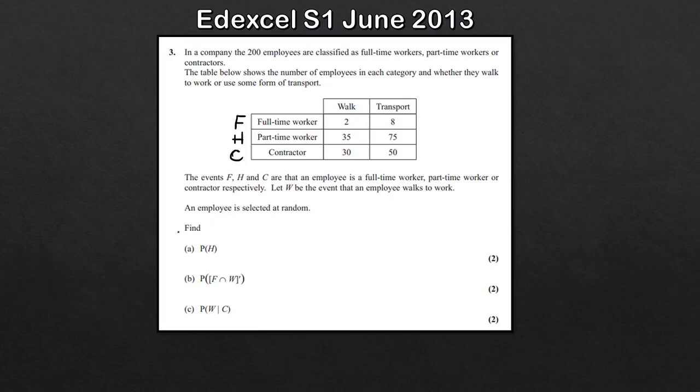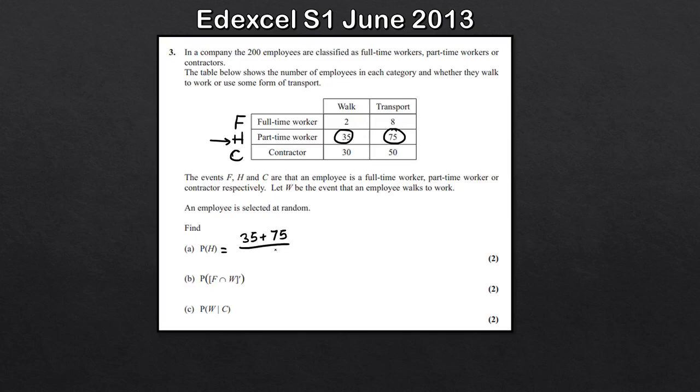So we start with part A here, the probability of H. What we're looking for here is the probability that we have a part-time worker. Remember, H here represents part-time workers. So the probability of being a part-time worker, we use the table here, looking across this row. We've got 2 values here, this 35 and this 75. What I'm doing here is adding these 2 values. So the probability of being a part-time worker will be 35 plus 75.